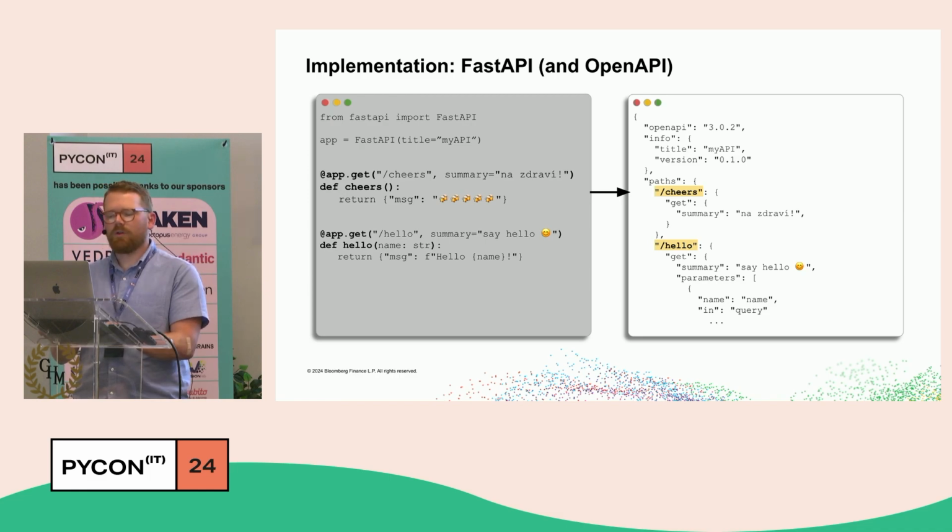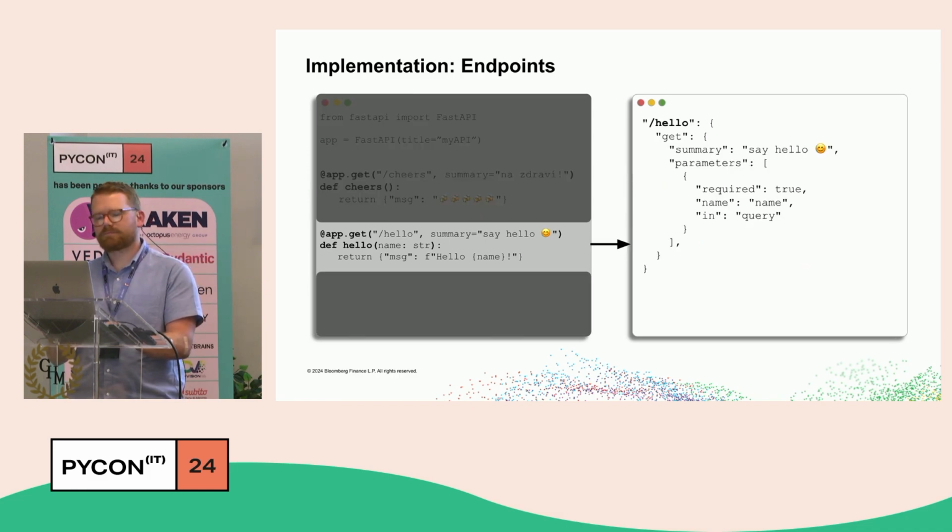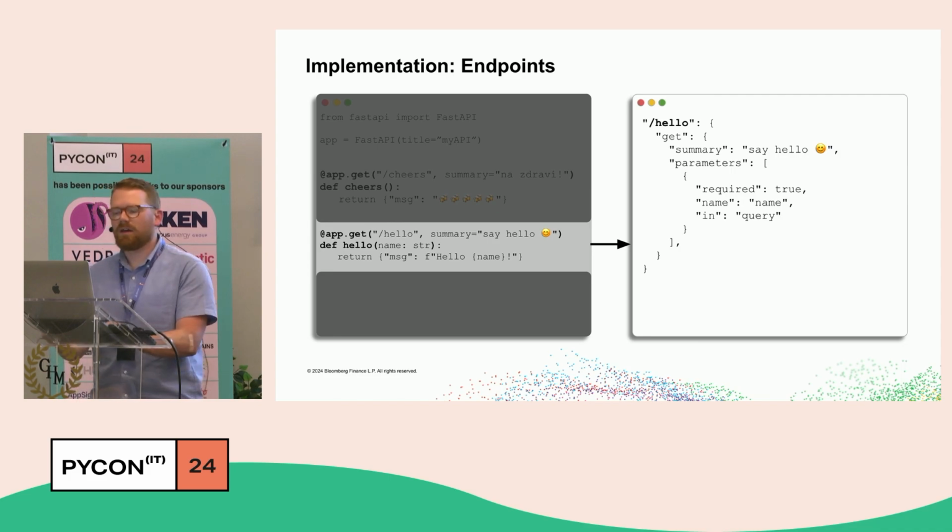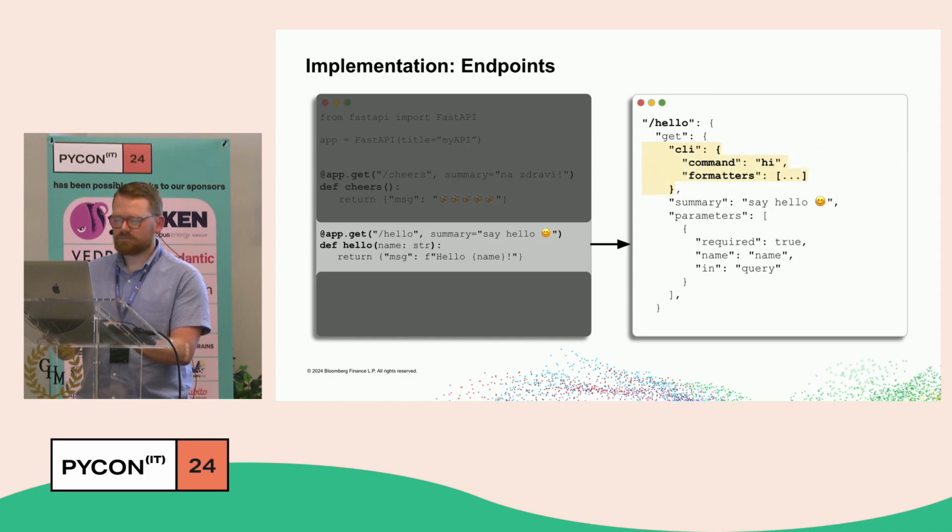Let's take a closer look at how the OpenAPI JSON defines an API endpoint. Here on the right, you can see the OpenAPI JSON generated for the getHello endpoint on the left. It contains a summary, a description of parameters, along with a little bit more information that I left out for simplicity. For our use case, we need to define extra information for each API endpoint so the CLI can configure itself. So we just added an extra section like this. Each endpoint gets a CLI section that can define things like the actual CLI command, the Jinja formatters, and more.